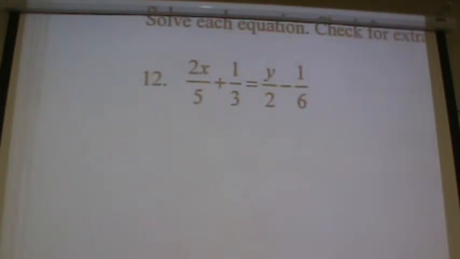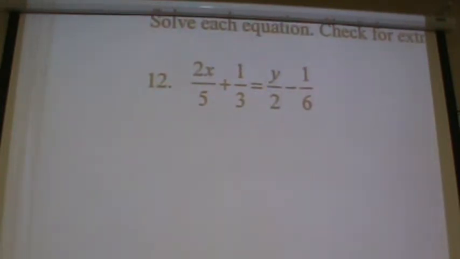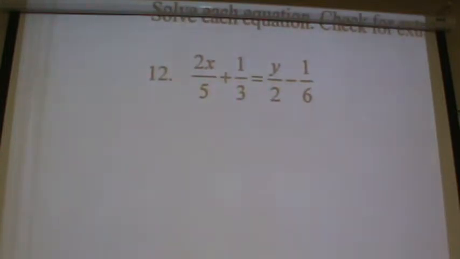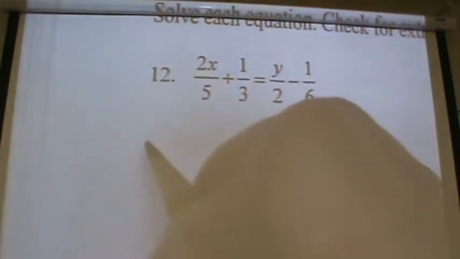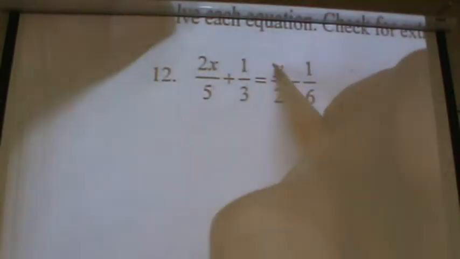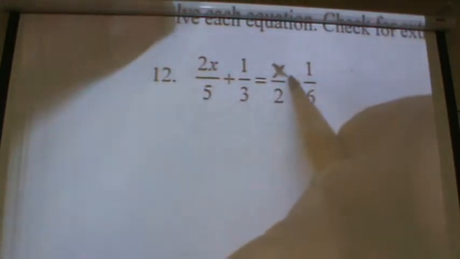Okay, 12 through 17. You are trying to get rid of the denominators. What's the smallest number that 5, 3, 2, and 6 go into? 30. So what you're gonna do is multiply all of these by 30. And by the way, that was a typo, and we talked about it in class, that's an x.